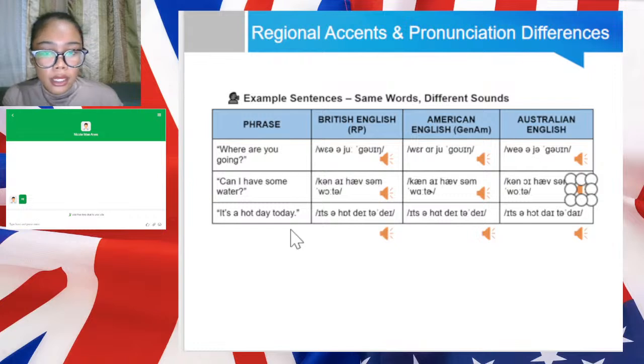So the A in "can" can sound like a longer A as in "father." The R in "water" is usually not pronounced at the end. So hear it again.